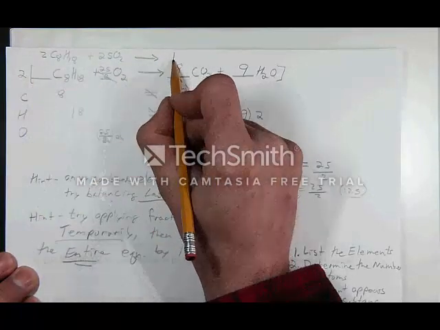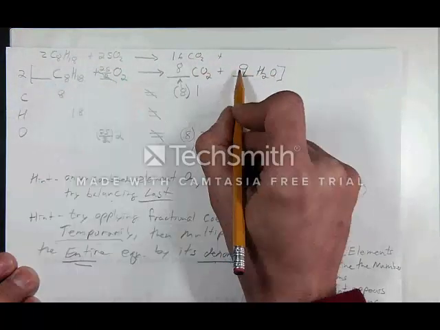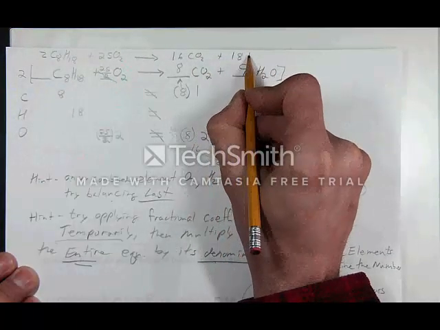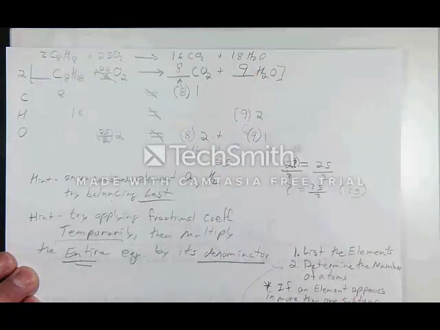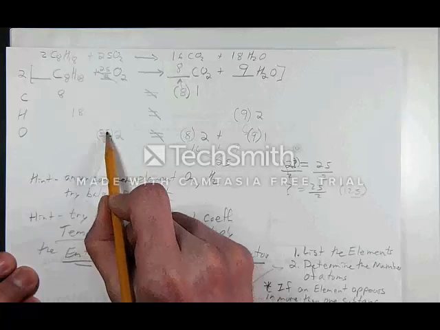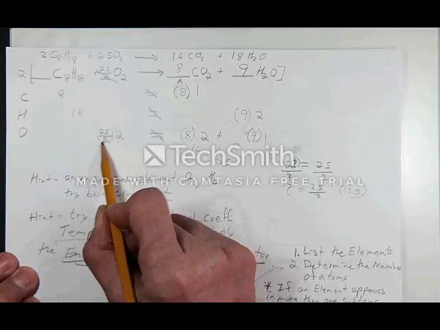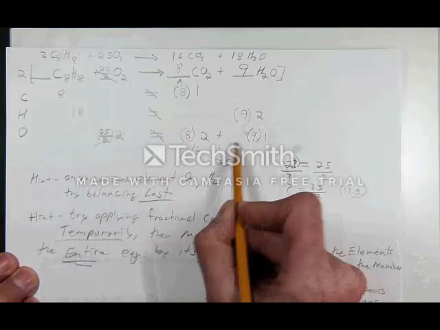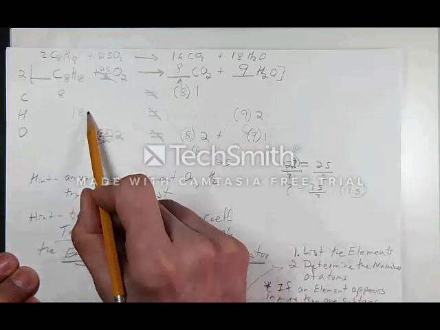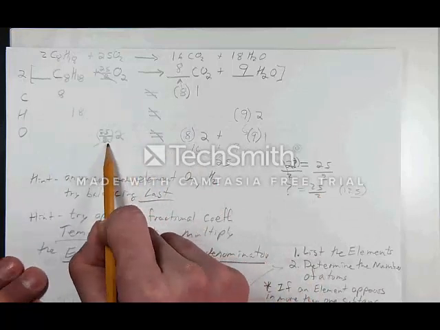2 times 8 is 16 carbon dioxides, and 2 times 9 is 18 waters. Okay, so now this equation is balanced. Remember, I had it balanced down here when I applied the 25 halves. Right? The 2's cancel. I have 25 equals 16 plus 9 is 25. 8 equals 8. 18 equals 9 times 2. So it's balanced. It's just a matter of getting it in proper form.